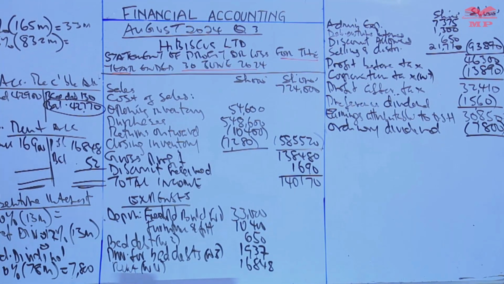After paying ordinary dividend, what remains? How much is remaining? George says 23,050. Yes, 23,050.